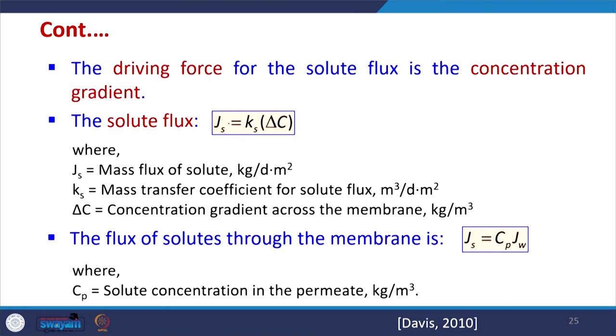Now, for the solute, what is the condition? For the solute, the flux is because of the concentration gradient. So, delta C is the concentration gradient, and for solute the S term is being used, and here we are using the mass transfer coefficient Ks for solute flux. So, this is the solute flux. The flux of solutes through the membrane can also be given as Js is equal to Cp into Jw, where Cp is the solute concentration in the permeate itself. So, this is how the solute moves through the membrane.